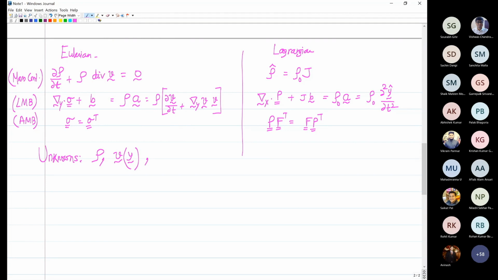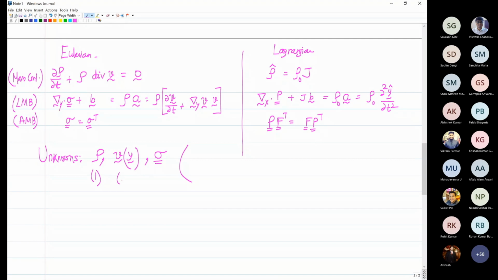What else is the unknown here? Can someone tell me what is the remaining unknown here? Yes. Sigma, right? Sigma is also an unknown. So as of now, these are all the unknowns that we have. Body force will usually be known to you. It's an externally applied load. So how many unknowns in total?